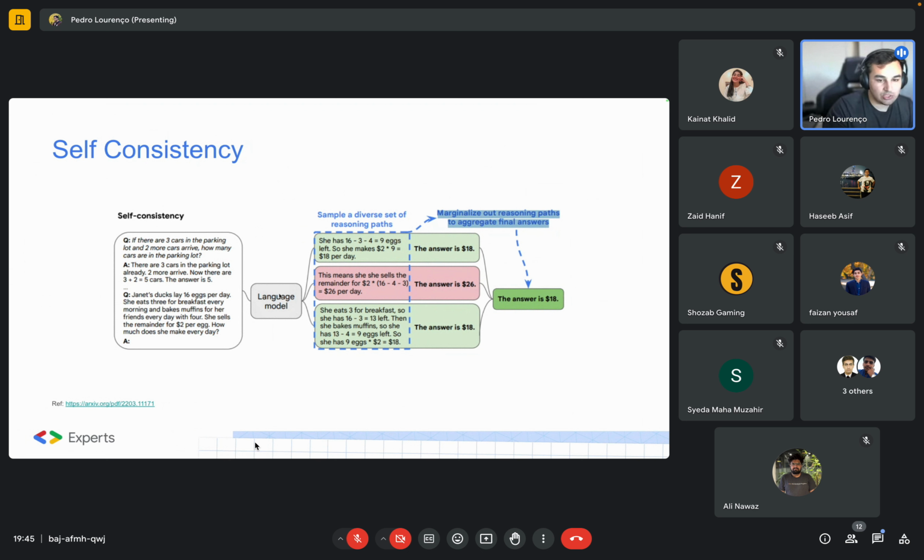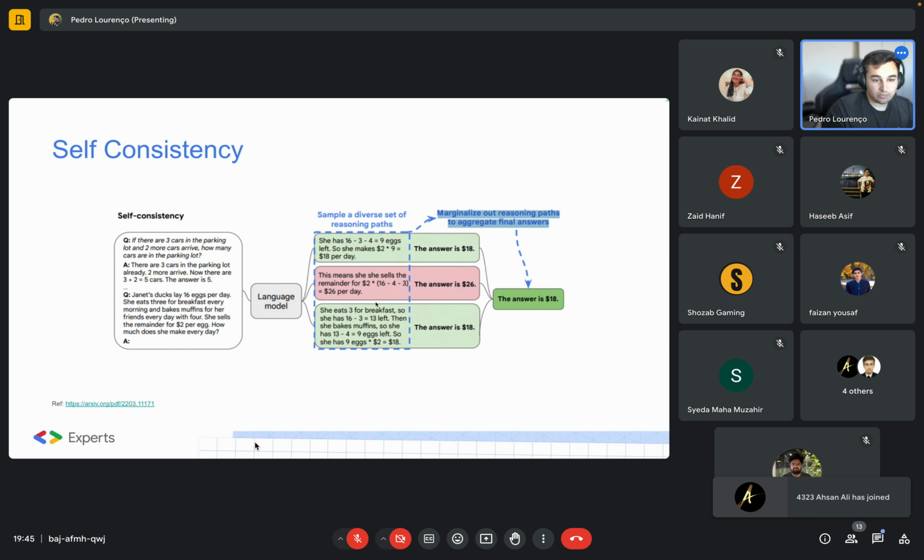So you can see that from 3 answers, 2 of them said the answer is 18 and 1 said 26. So what we do is aggregate these answers and get the most consistent one, the one that appeared more, and we get the answer is 18. So it's a way you can deal with really hard tasks. So as I said, it's chain of thought with steroids. You sample multiple and diverse reasoning paths and select the most consistent answer.